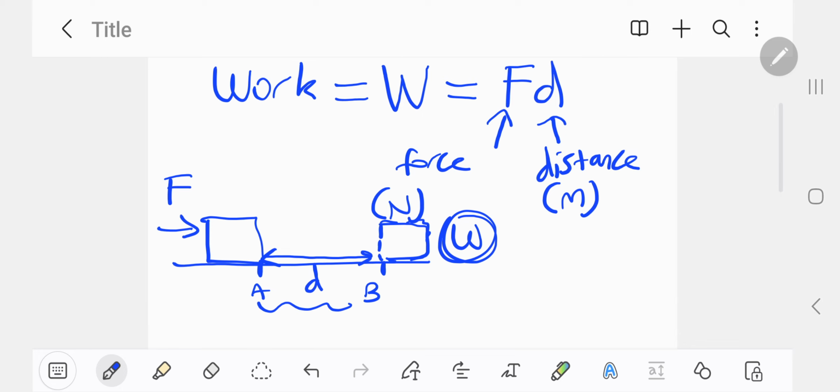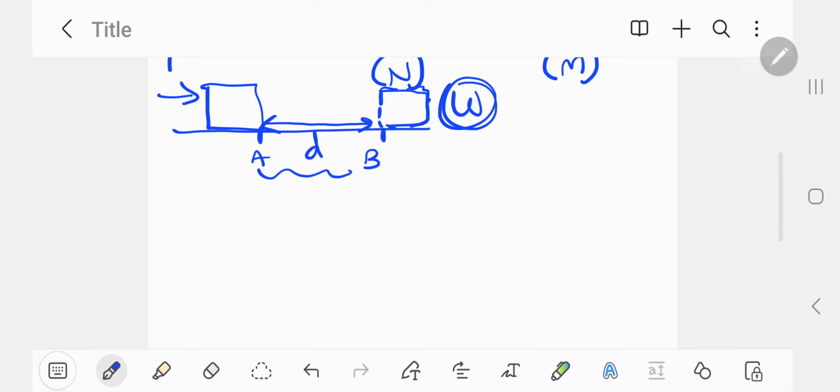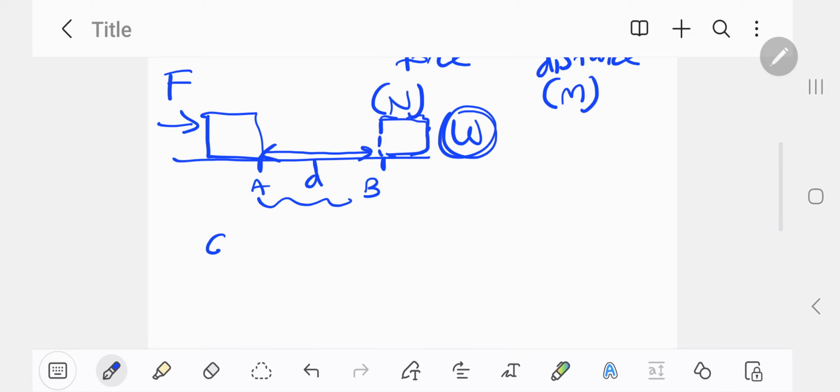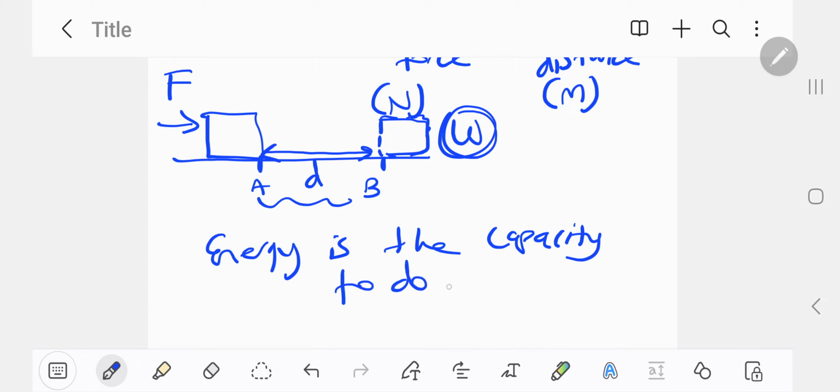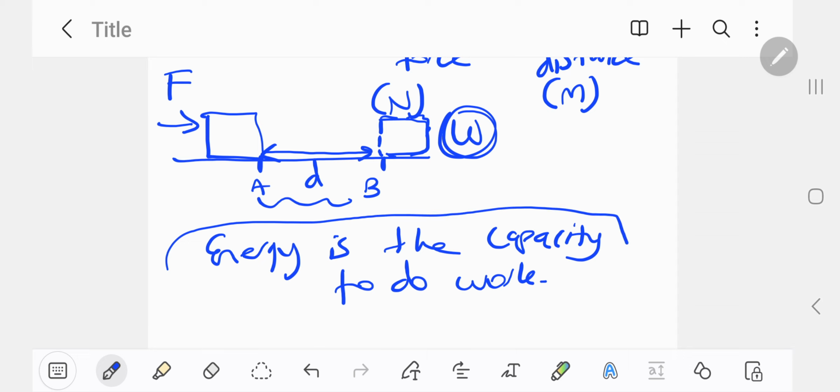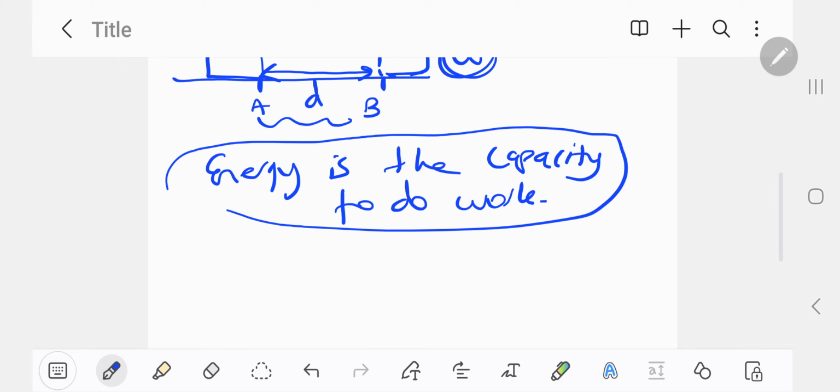So how does energy tie into this? Well, when work is done on an object, you're changing its energy. And energy, a fancy way of defining it, is the capacity or ability to do work. The ability to heat something up, to lift something up, to push something, pull something, twist something, and so on and so forth. So that's energy. Energy is measured in joules.